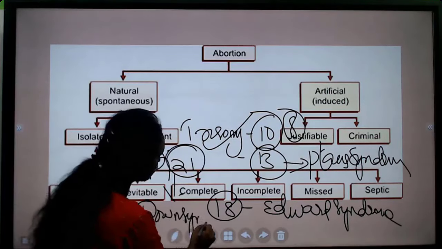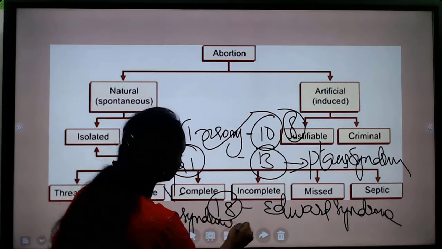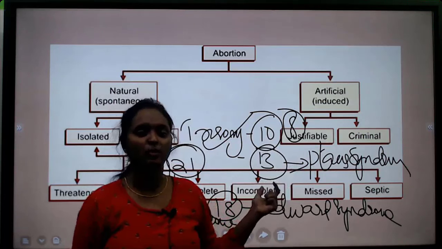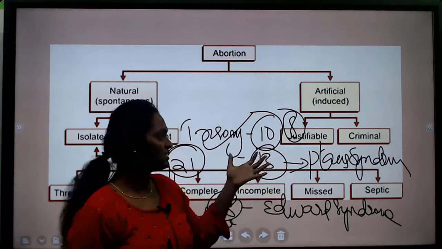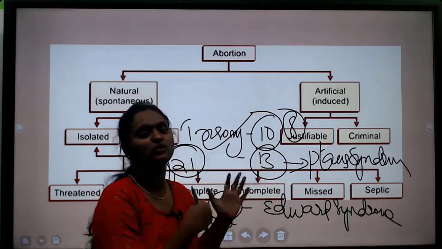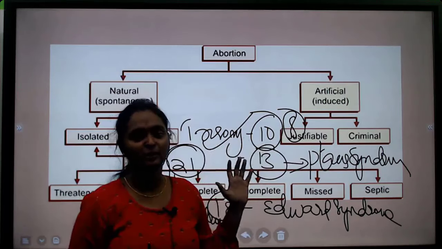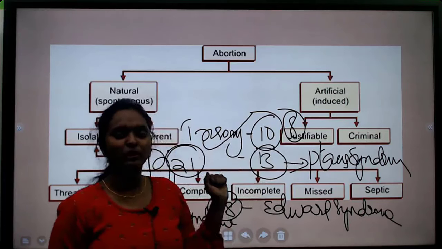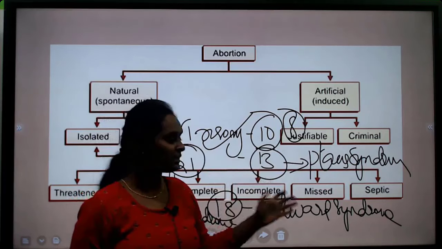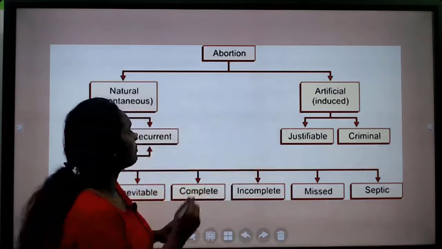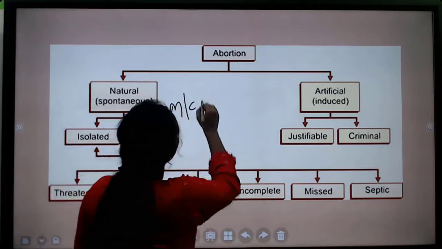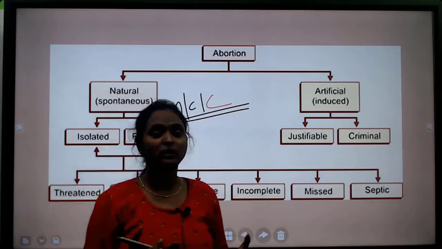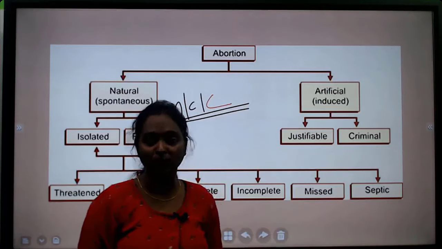These are the different chromosomal abnormalities which lead to abortion. Among these trisomies, the most common is trisomy 10, which leads to fetal defects and chances of abortion. So this is about the chromosomal abnormalities. The next most common cause for abortions, because we cannot observe chromosomal abnormalities in all pregnant mothers, is this.